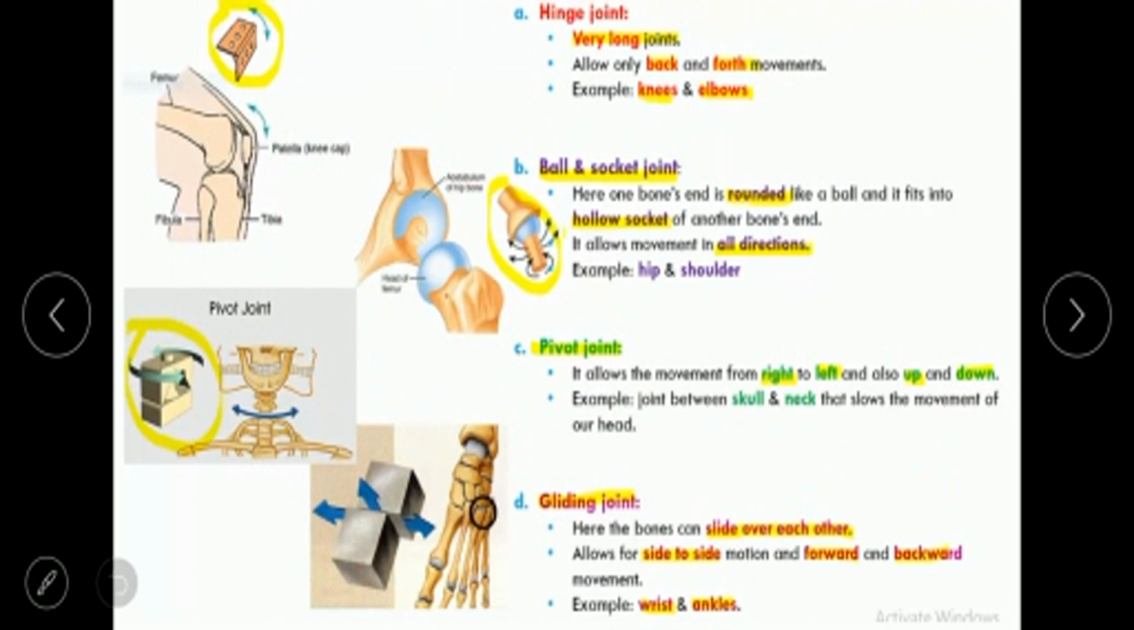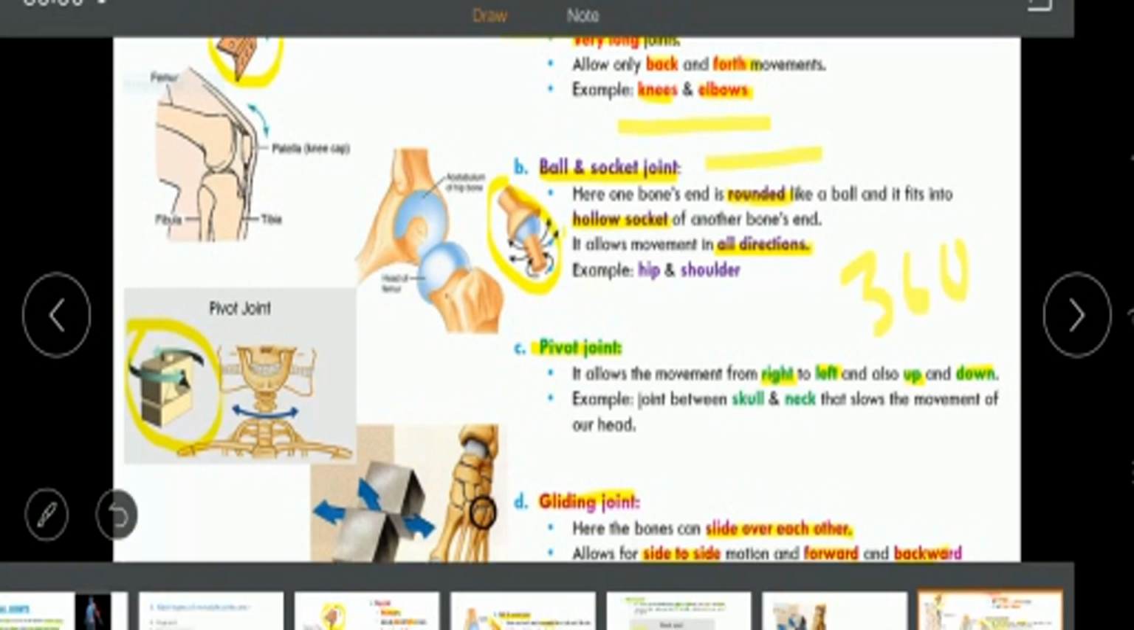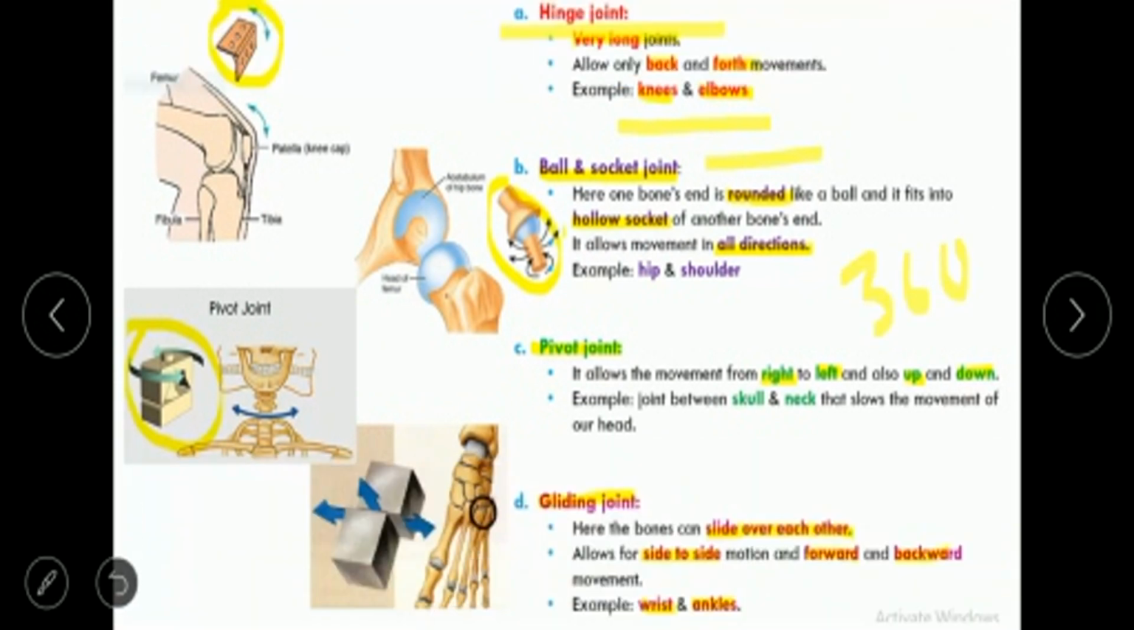Let us see it all together here once. First we have seen the hinge joint. The examples are knees and the elbows, which you can move only back or forth. Afterwards there is the ball and socket joint. Basically you can move around in a 360 angle. Afterwards there is a pivot joint that only allows movement in the right and left direction, and the best example is skull and the neck. And the last one is the gliding joint, which allows one bone to slide over the other.